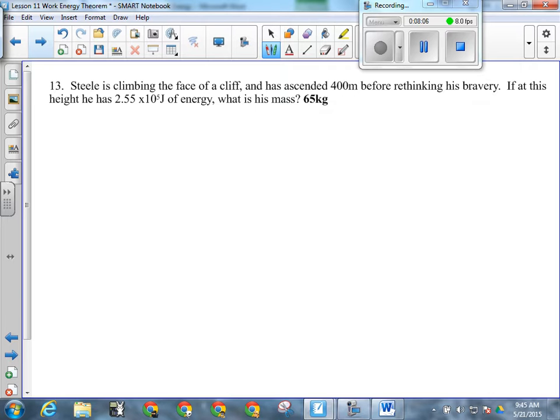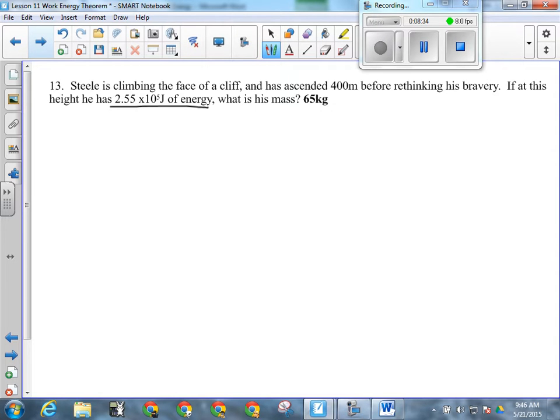All right, so if we're climbing the face of a cliff and we've ascended 400 meters, have we done some work? Absolutely, it's hard work to climb, okay? And as a result of your climbing, you've gone from having no potential energy at the bottom of the cliff to having a fair amount of it 400 meters above the bottom of the cliff, okay? So he has this much potential energy because he's done that much work. But it doesn't really matter about the work part for this question. This is how much energy he has.